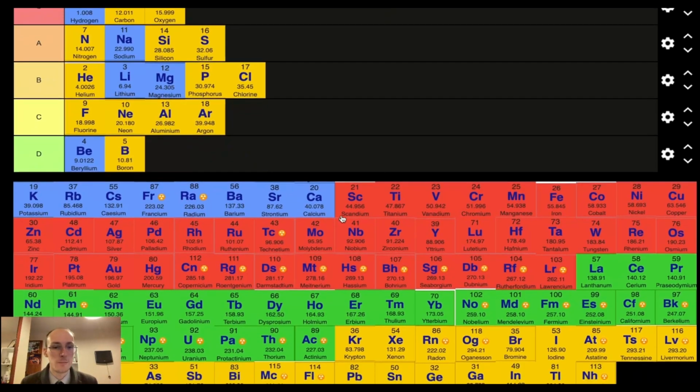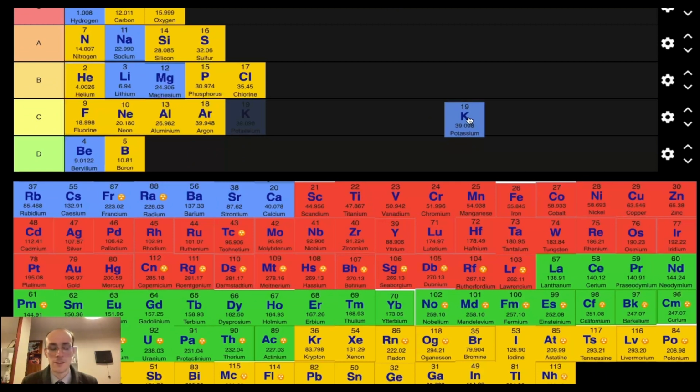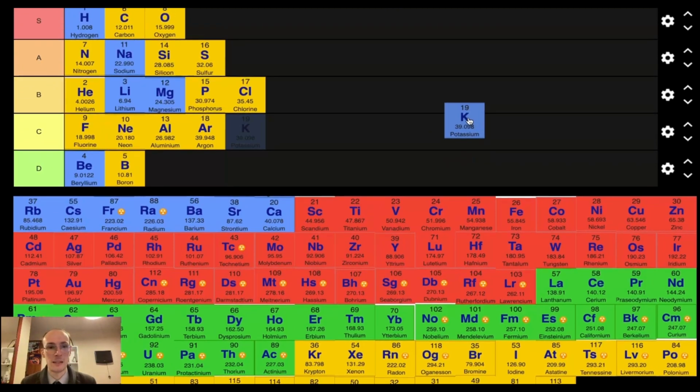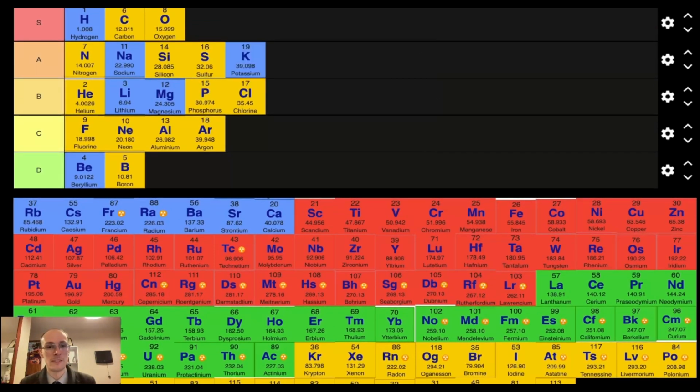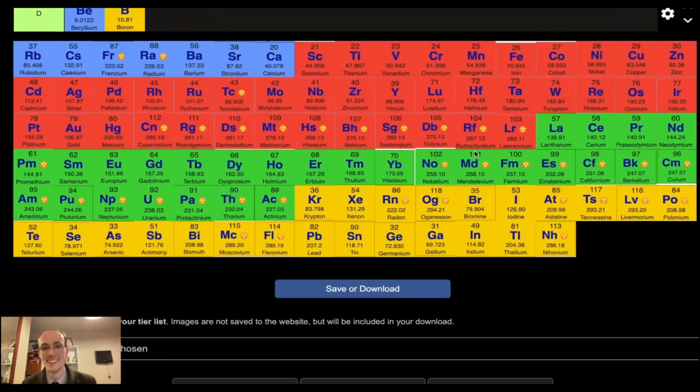Number 19 is potassium. We'll be back here with the S shell elements. We talked a lot about sodium-potassium pumps. That makes them very important. My favourite fruit is a banana, and that's got a lot of potassium in it. So potassium can go in the A tier.